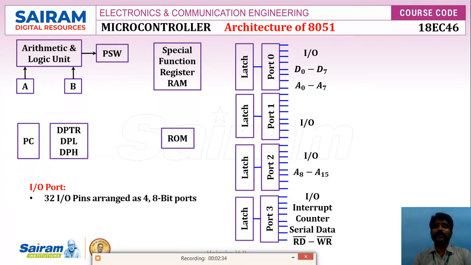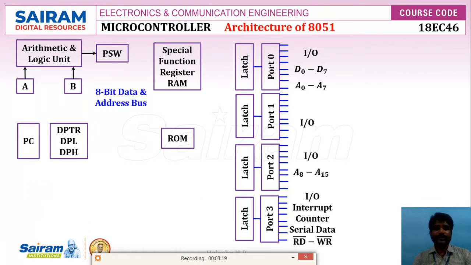some of the pins can be used for external interrupt, and some of the pins are used for the counter, to count external events. Those events are received through some of the pins of port 3. Some of the pins are used for serial data communication, to receive or transmit data, and some pins are used for read control and write control for external memory. Either we can read the memory or write the memory, decided by the read control pin RD bar or the write control pin WR bar. So this is about the I/O ports.